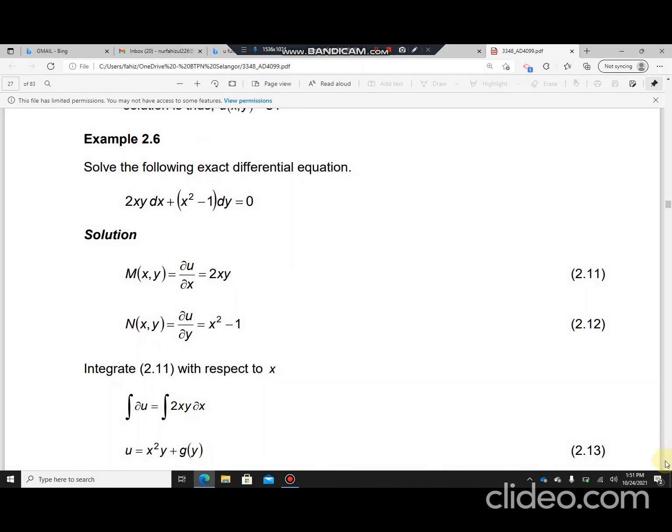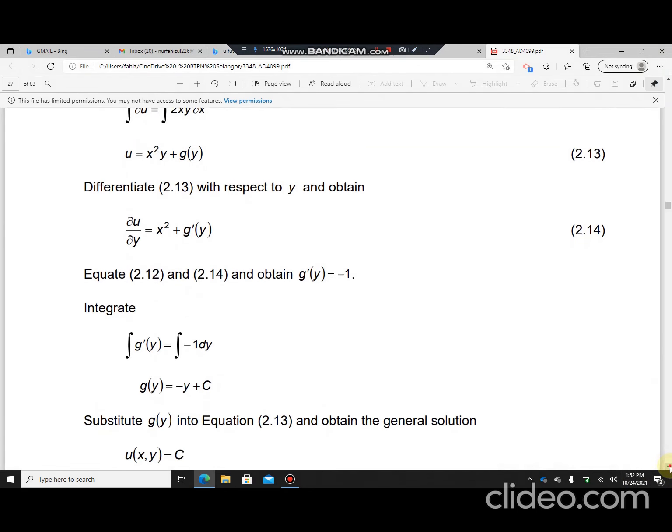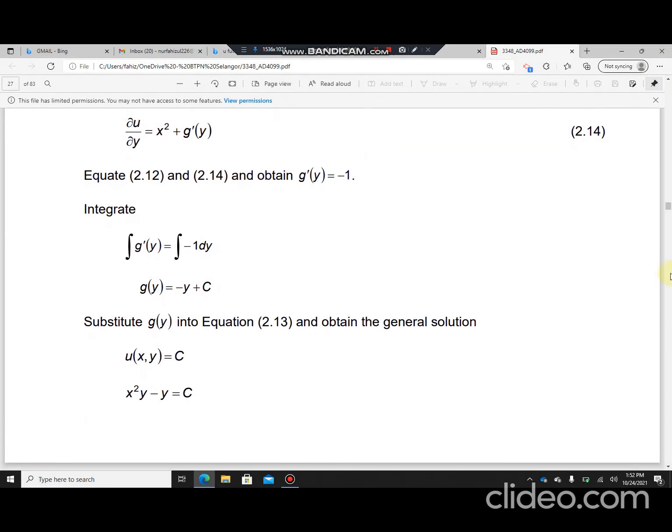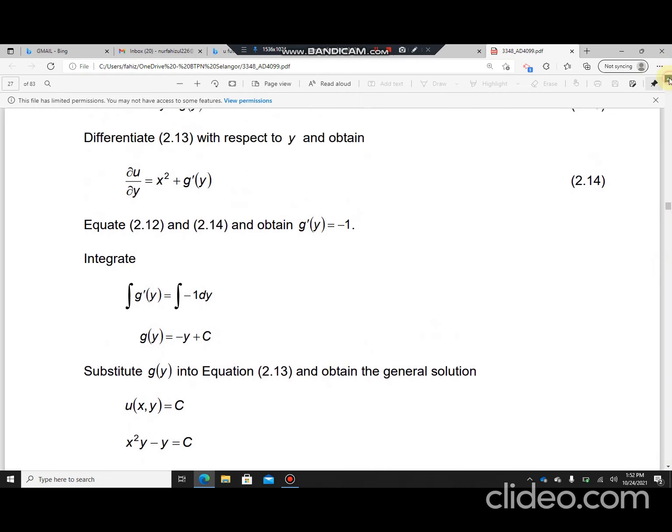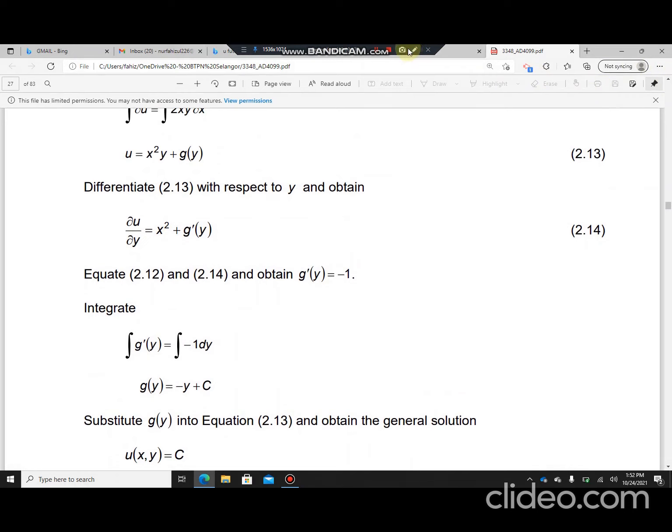Okay, next. Okay, kita tengok one by one. Step: differentiate 2.13 with respect to x and obtain. Okay, tadi, yang ni kita dapat dah u = x square y plus g(y).